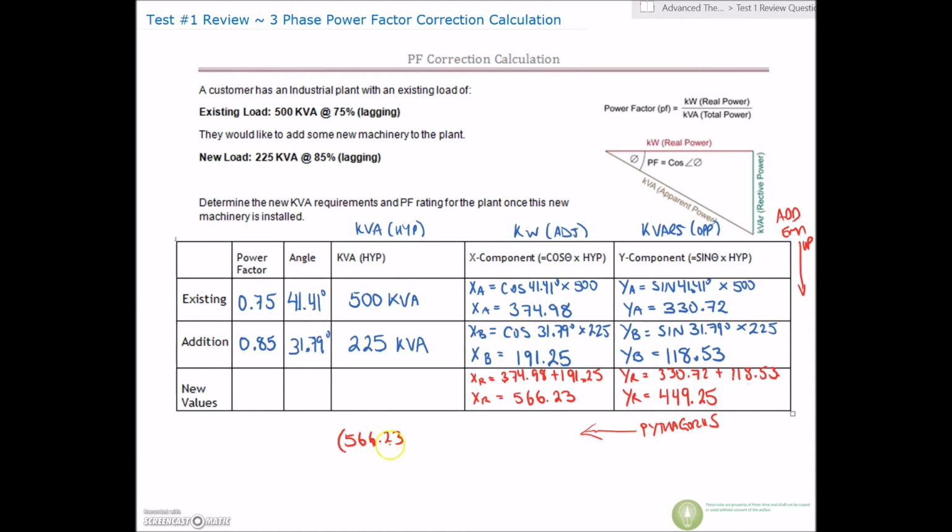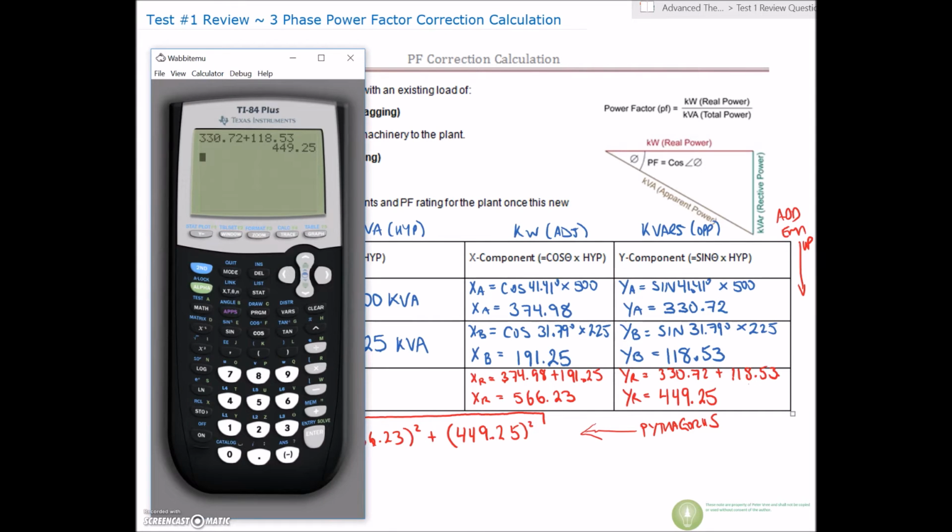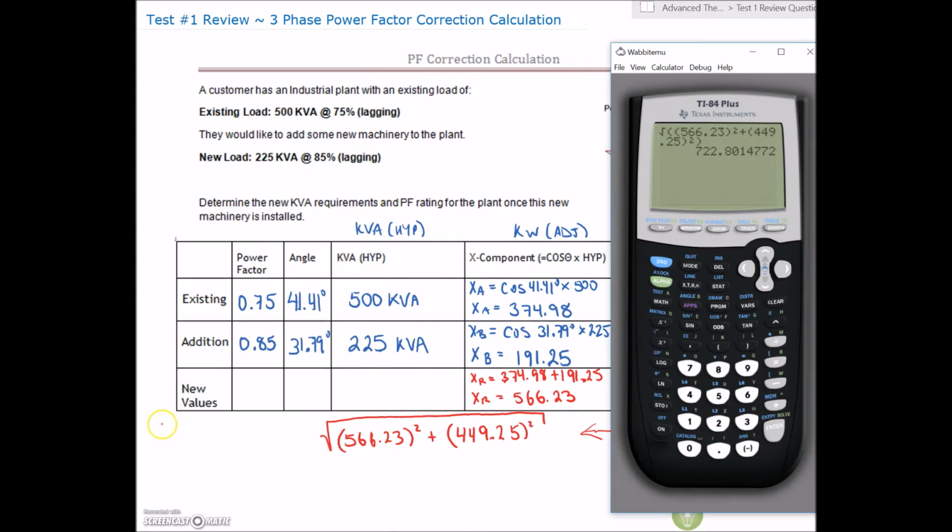.23. We're going to square that value plus our 449.25 squared. Then we're going to take the square root of those values. Give me 2 seconds to pump that into the calculator. Okay, so I put in my 566.23 squared plus my 449.25 squared, and I take the square root, and I find a value of 722.8.